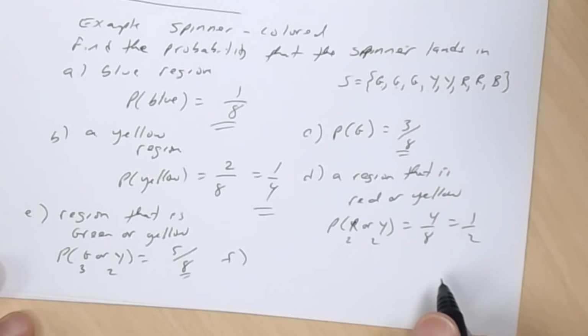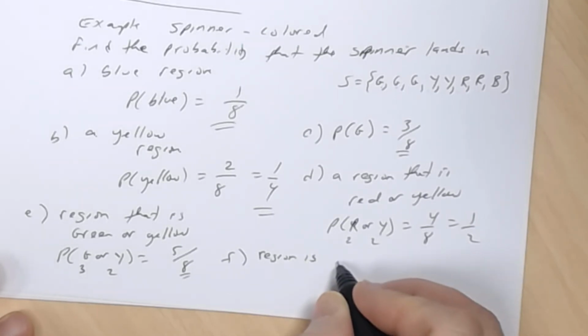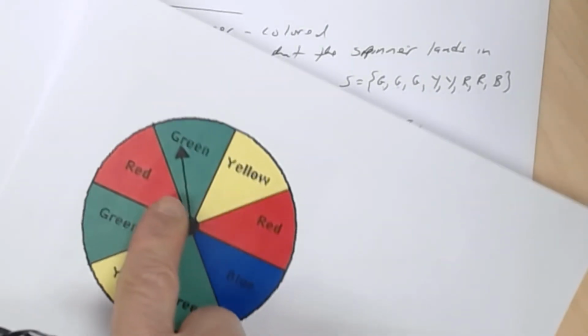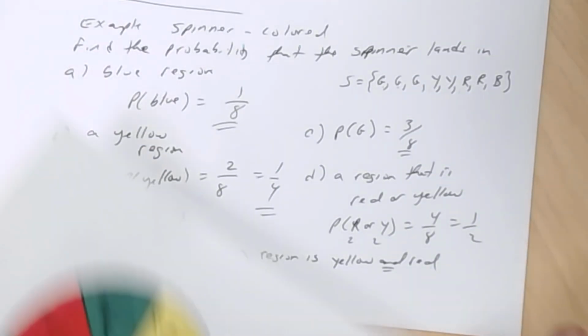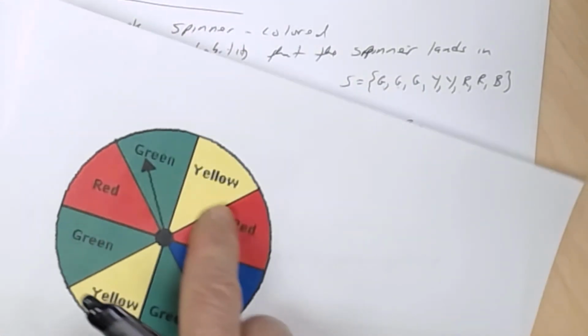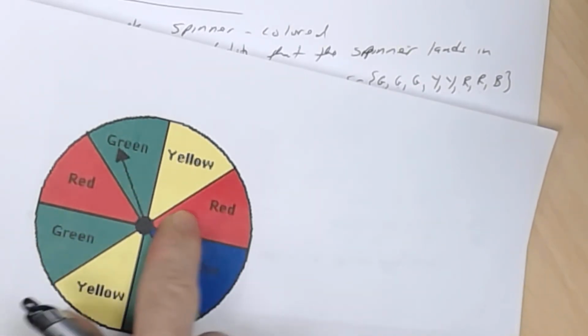F, what's the probability that the region is yellow and red? I want this to land in a region that is yellow and at the same time red. Notice the word and. This is the word or, this is the word and. Is there any region that's both yellow and red? No. This region is just green, this region is just yellow, this is just red, this is just blue, this is green, and so on.